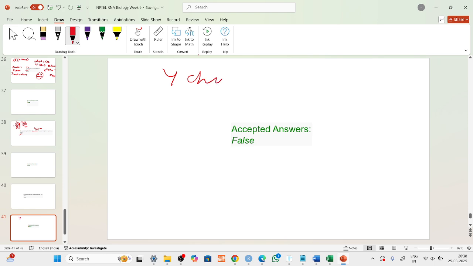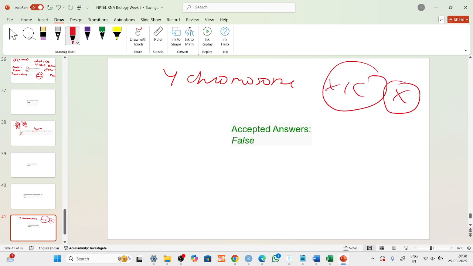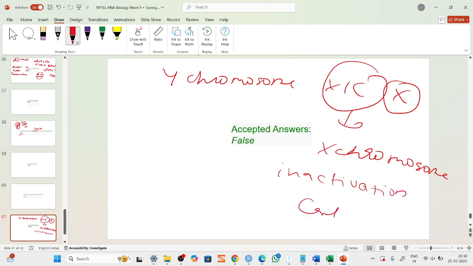Does the Y chromosome have an XIC? No. XIC is the X chromosome inactivation center. So therefore the correct answer would be false. I hope this was clear to you.